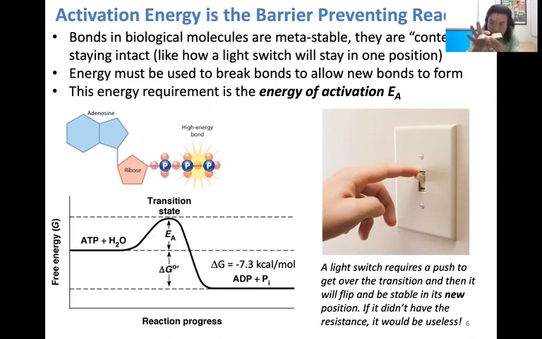the amount of energy you have to put into it in order to get it over this hump because of its physical structure, the way the light switch is designed. But once you get over the hump, it will then spontaneously go to this other state, right?